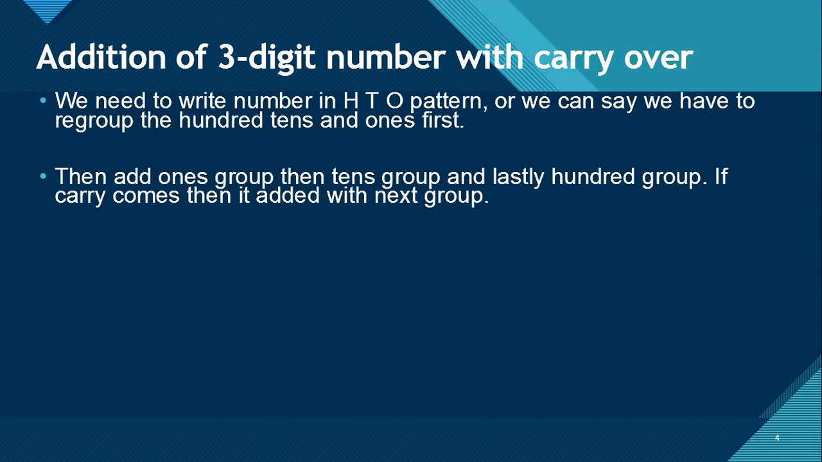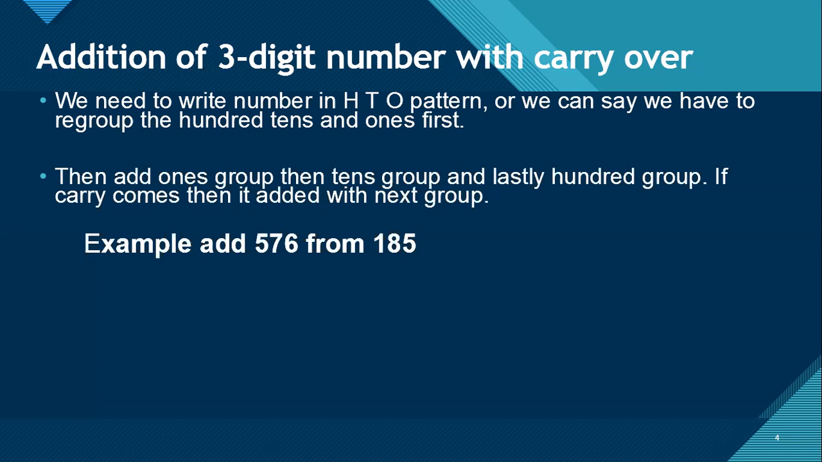Now here we are adding with carry. So maybe carry comes in any of these groups. If carry comes, then it is going to add with the next group. Okay, we'll see many examples of this. So let's see the first example. We have to add 576 and 185.